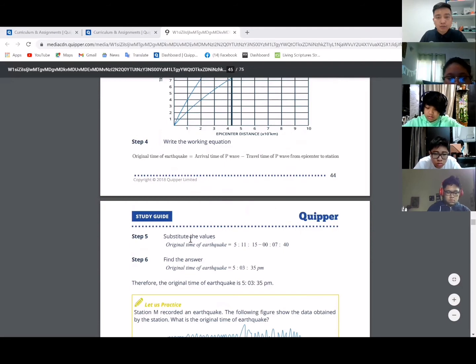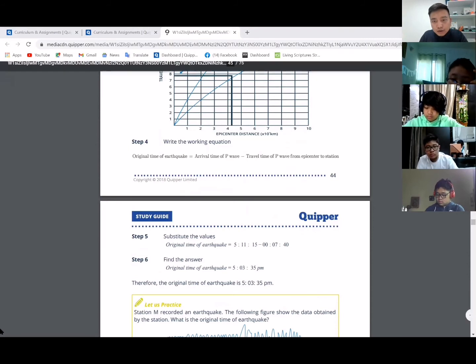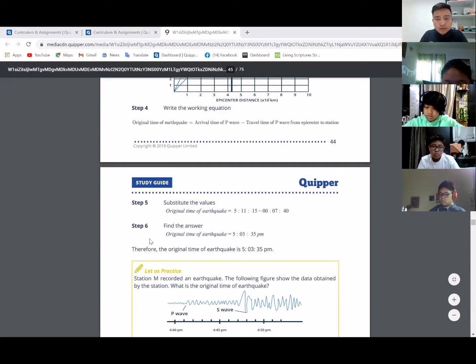And then we need to substitute the values in our equation. So we have 5 hours, 11 minutes, and 15 seconds. Then 7 minutes and 30 seconds. Then you just need to subtract that to get the original time of the earthquake.